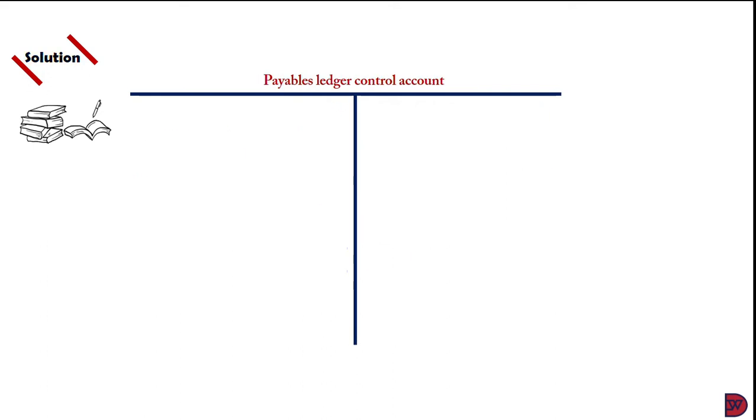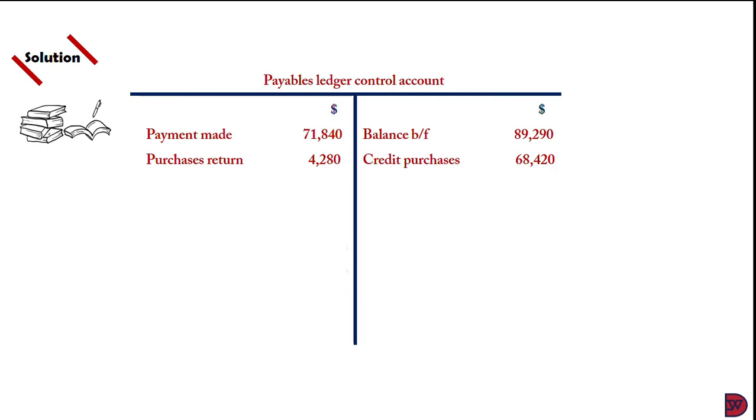When we move to the payables ledger control account, the balance was credited. So we bring it here, 89,290. There were credit purchases to the tune of 68,420. Then there were payments made of 71,840. We debit it. Purchases return is also debited here. Discount received is debited. Then the contra, which was in the receivables ledger control account, is here.